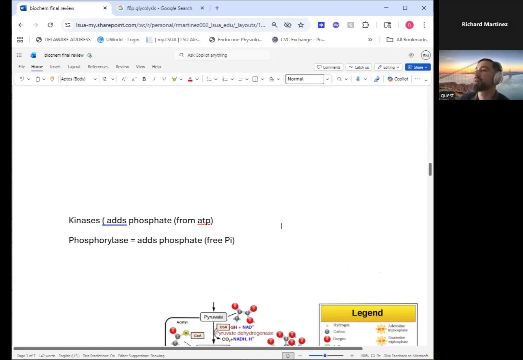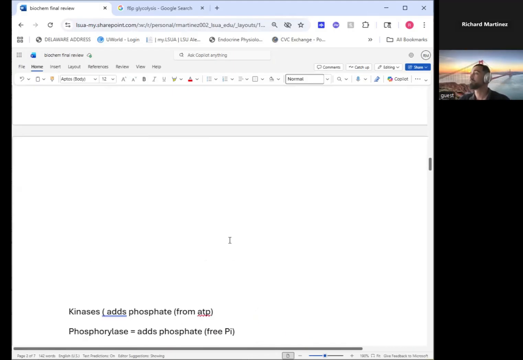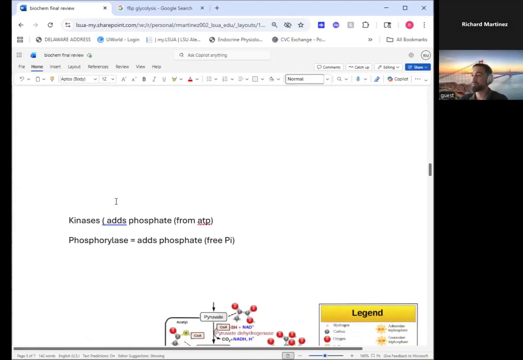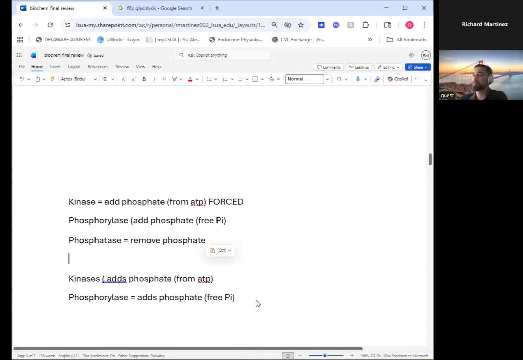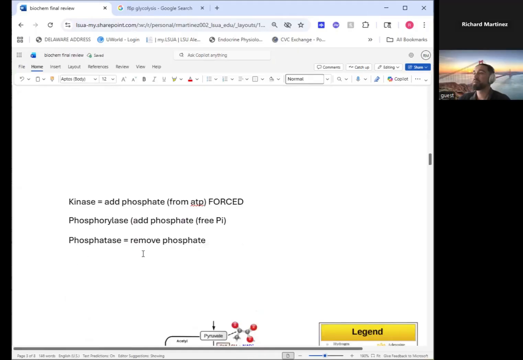Exactly. Okay. Phosphorylase still adds a phosphate group, but it's not forcing it. We got one other: a phosphatase removes it. Yeah, I like that one better. There you go. Phosphatase removes a phosphate group. Could you think of any scenarios where we would use a phosphatase as opposed to a kinase? Anyone?